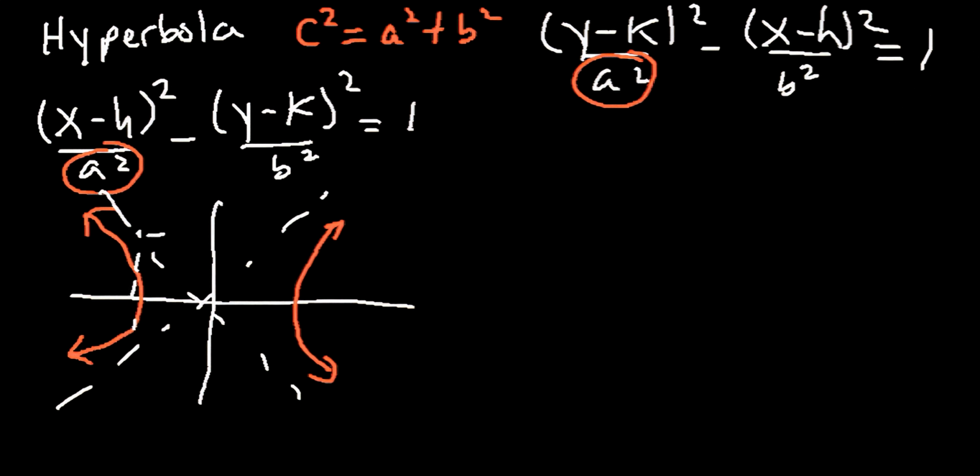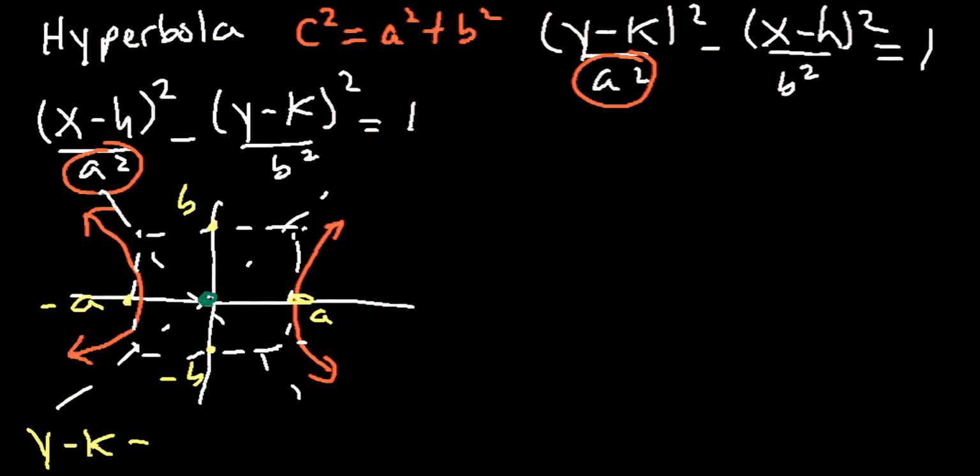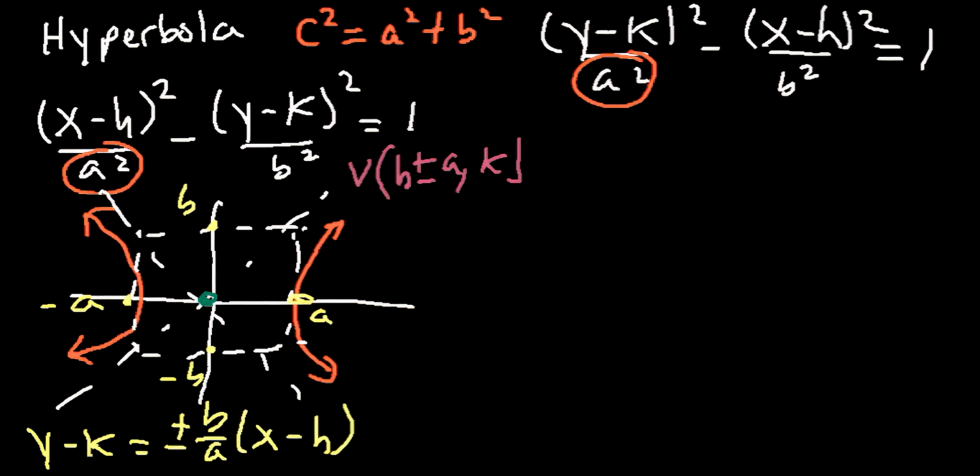So let's say if we drew the box. So this is a, that's negative a, this is a. Here this is b, and that's negative b. So for this particular example, the asymptotes is y minus k, which is equal to rise over run. Rise is b, run is a, so plus or minus b over a, x minus h. And the vertices for this equation are h plus or minus a comma k.